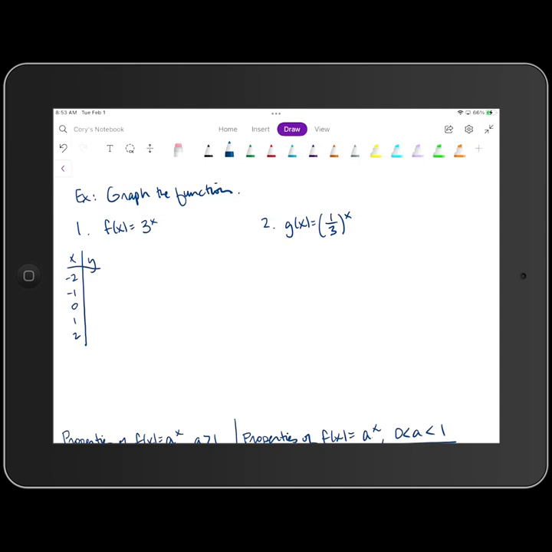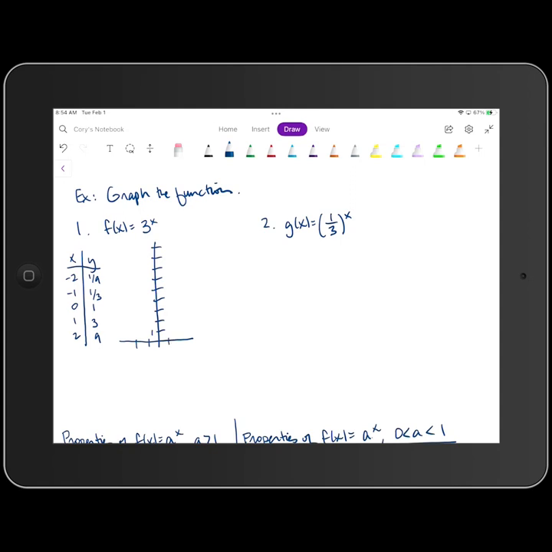And when we plug these x values into our function, the corresponding y values are as follows. When I plug in -2, 3 to the -2 power is 1/9. 3 to the -1 power is 1/3. 3 to the 0 power is 1. 3 to the first power is 3. And 3 squared is 9. Okay, so that gives us 5 points on the graph of our function. So let's go ahead and plot those 5 points.